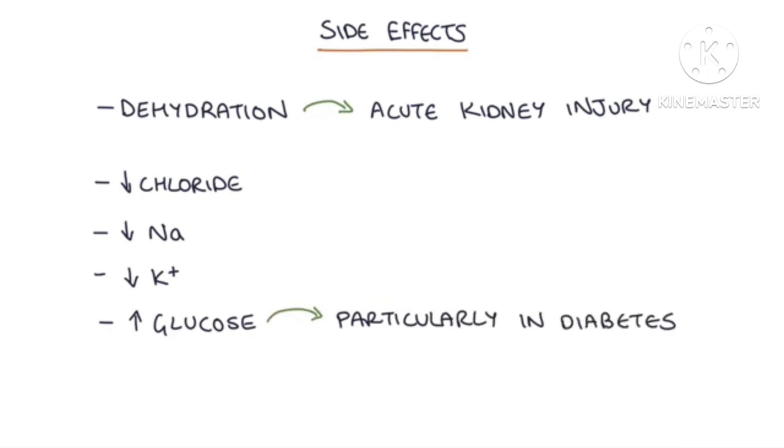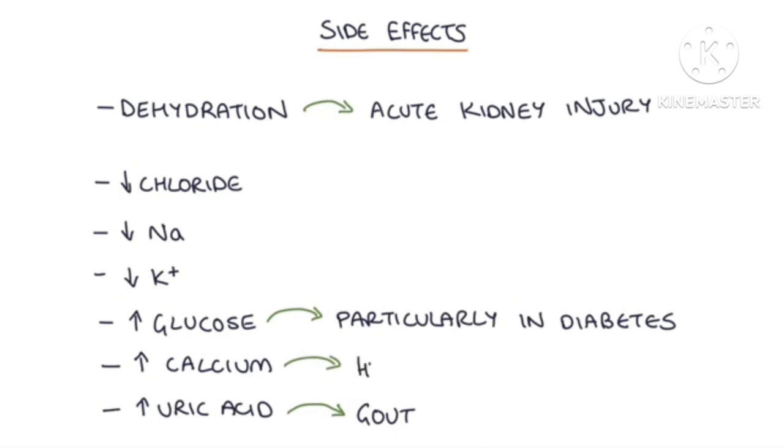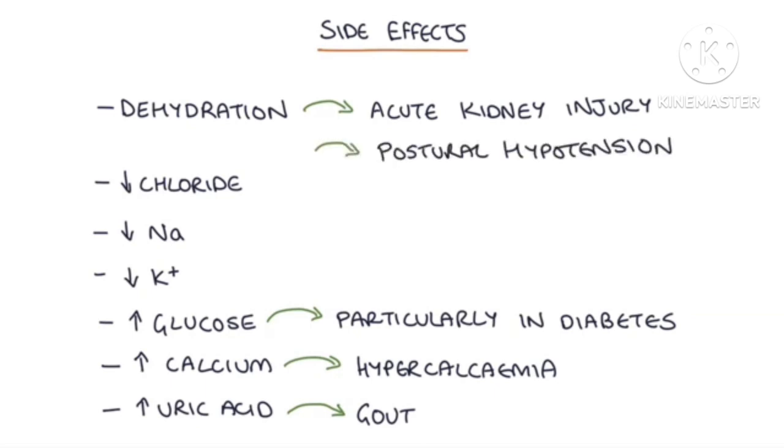They can also raise the level of calcium and uric acid, which is an important cause of gout, in the blood. Therefore, it's worth using caution when prescribing thiazide diuretics in patients that have diabetes, hypercalcemia, or gout. The loss of blood volume can also lead to postural hypotension, so when the patient stands up, their blood pressure drops. So it's worth being cautious in patients that are older or are more frail and have lots of comorbidities.